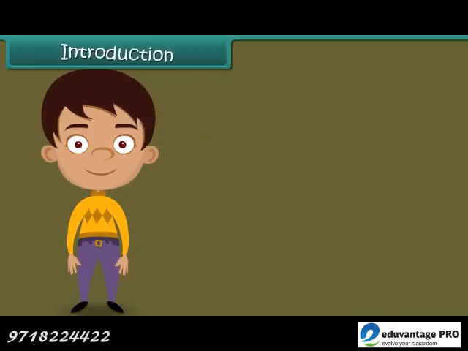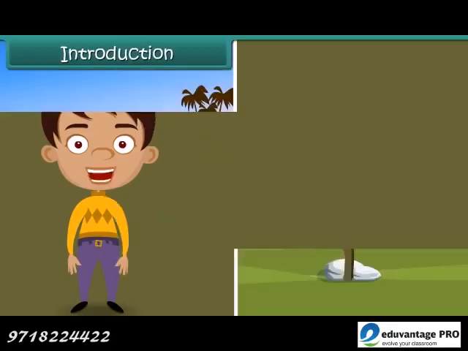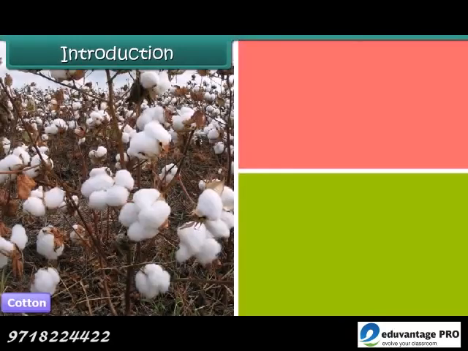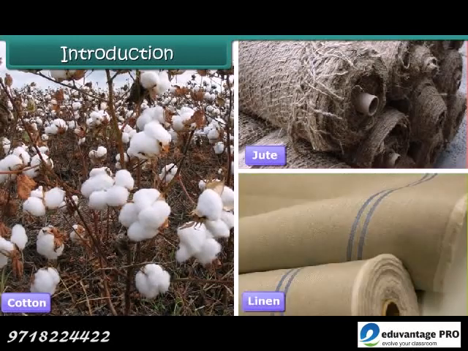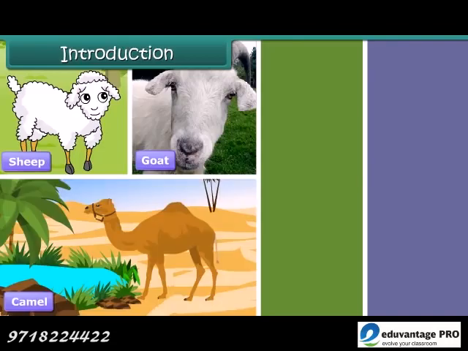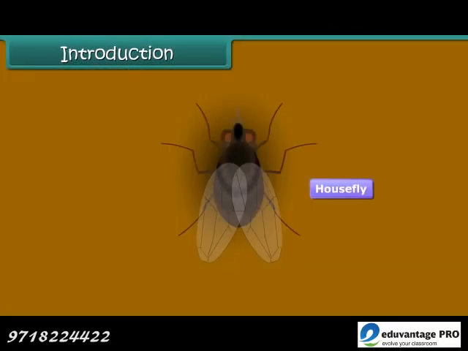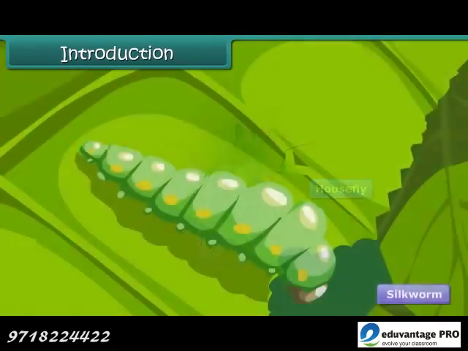Introduction. Fibers can be obtained from both plants and animals. Some familiar plant sources of fiber are cotton, jute, and linen. Some well-known animal sources of fiber are sheep, goat, camel, alpaca, and llama. If we treat insects as different from animals, then the silkworm can be classified as an insect source of fiber.